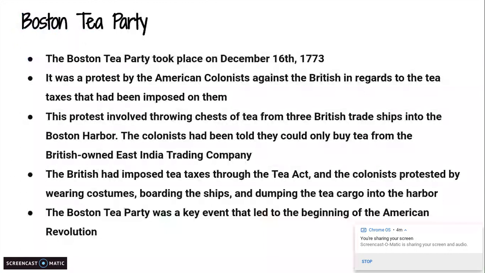The colonists had been told they could only buy tea from the British-owned East India Trading Company. The British had imposed tea taxes through the Tea Act, and the colonists protested by wearing costumes, boarding the ships, and dumping the tea cargo into the harbor. The Boston Tea Party was a key event to the beginning of the American Revolution.